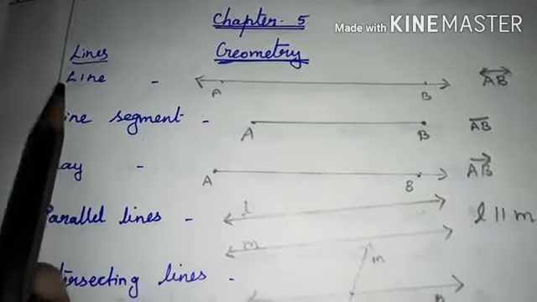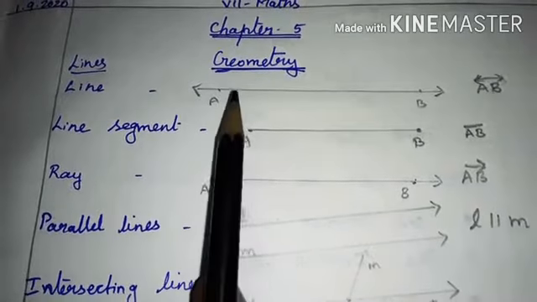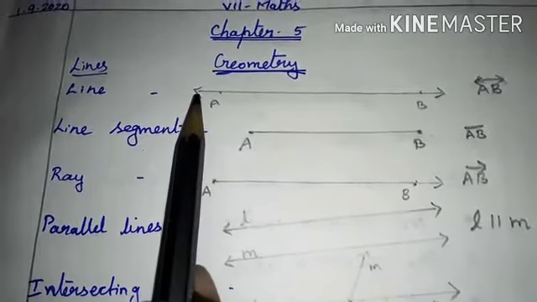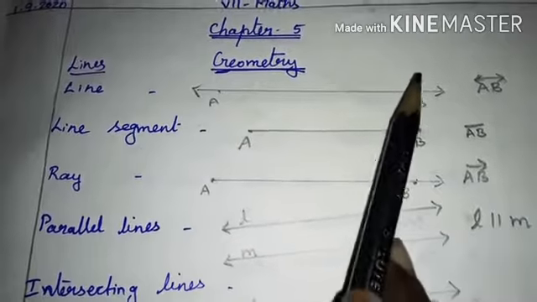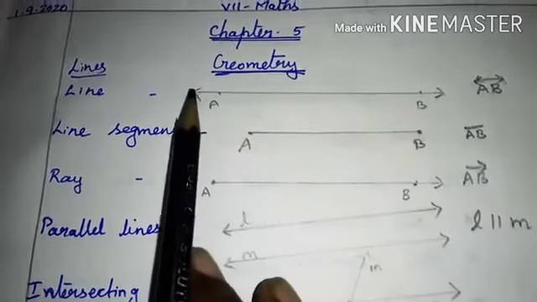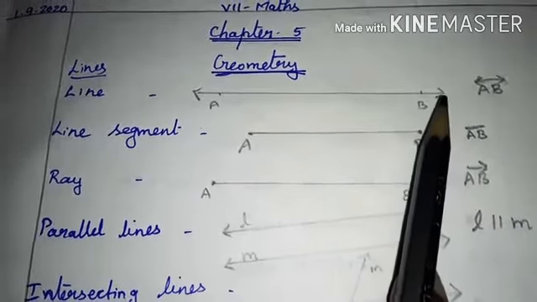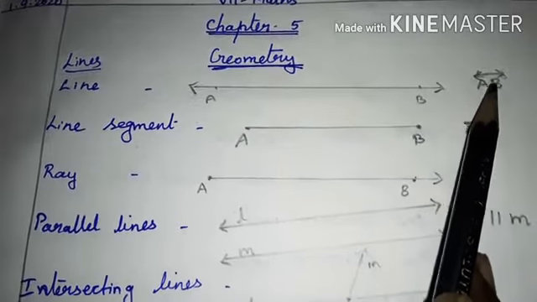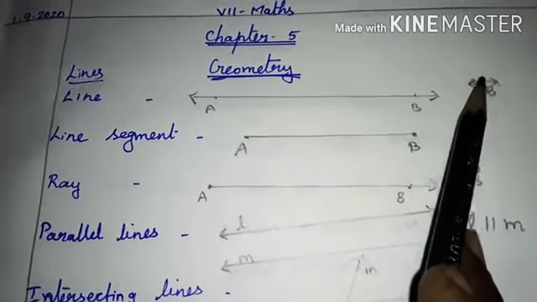Lines. A line extends along both the directions without any end. That is, it goes on in both the directions. It has no end point and no starting point. It is represented as AB with the line.